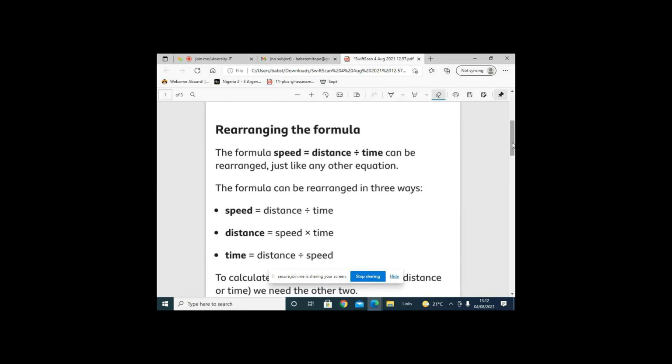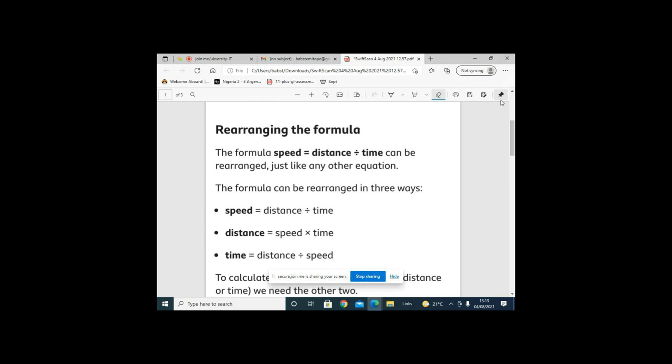So sometimes they can give you the speed and ask you to rearrange the formula. Speed equals distance divided by time. So if they give you speed and distance and ask you to find the time, just divide distance by speed, then you're going to find the time. If they give you speed and time and you want to find the distance, just multiply speed and time together. That is it.